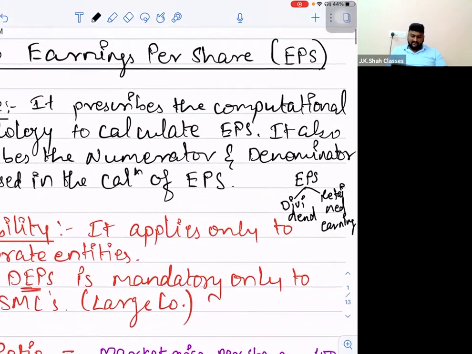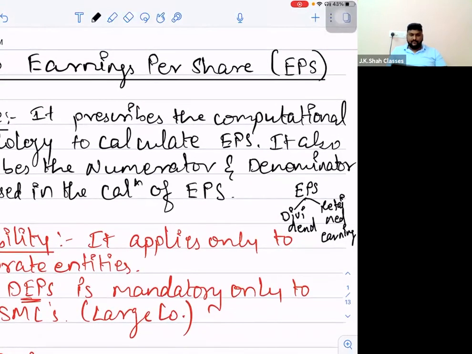Please note down objective and applicability. Then I will discuss something else. Let us go ahead. Now, sir, why is this formula that important? Let us understand that also. Why this formula?